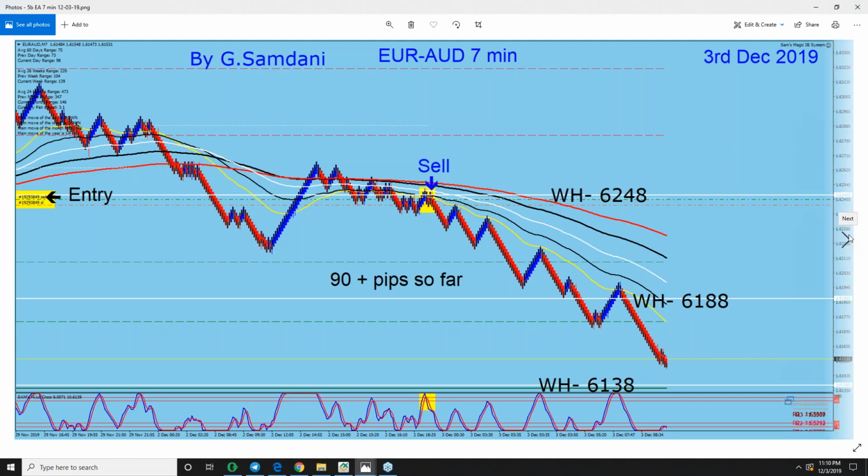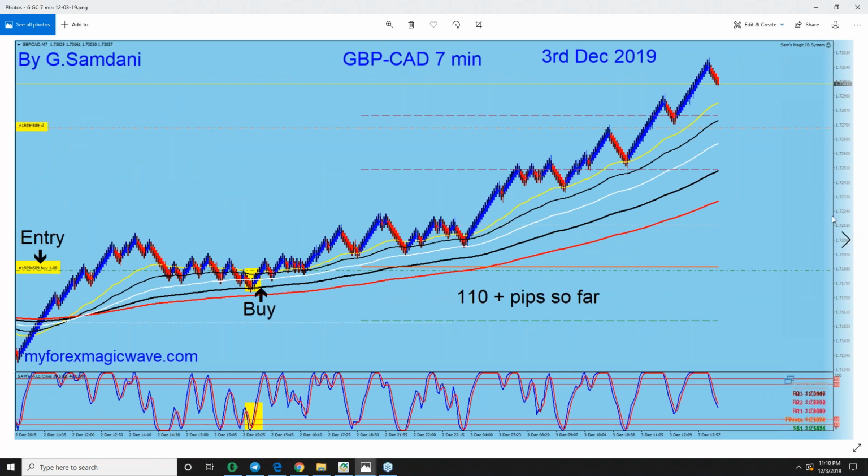Okay, and then this is the one, pound CAD, and it was all long. You would say that pound Aussie went short, down, and then this is all long. Why? There's a reason for that, and I'll show it to you in a little while. And it's a nice, beautiful trade.